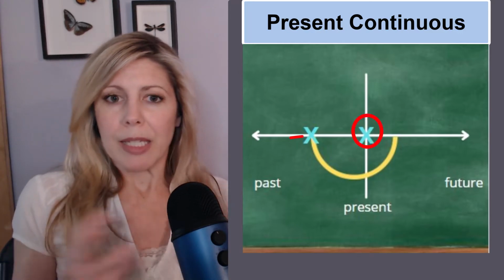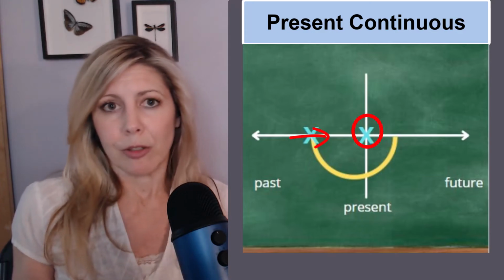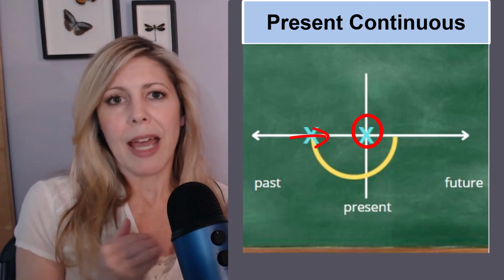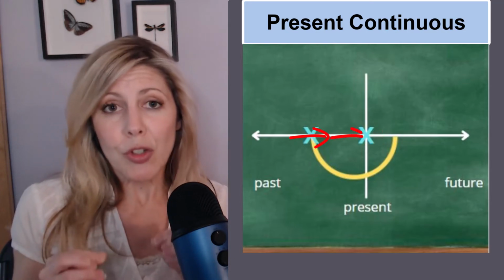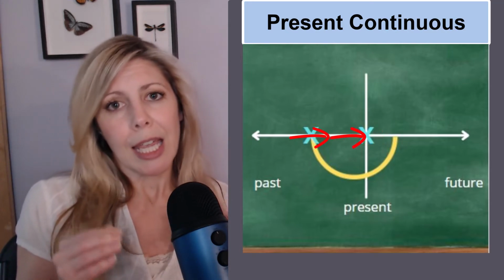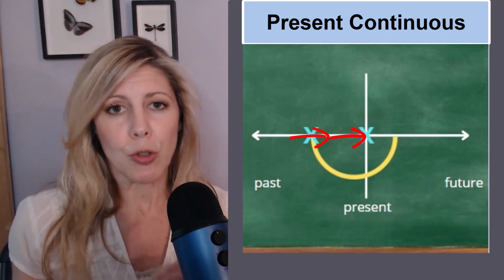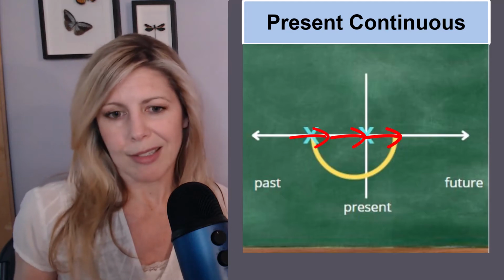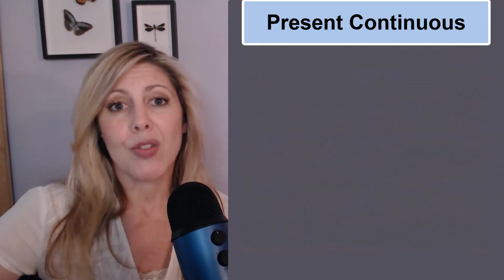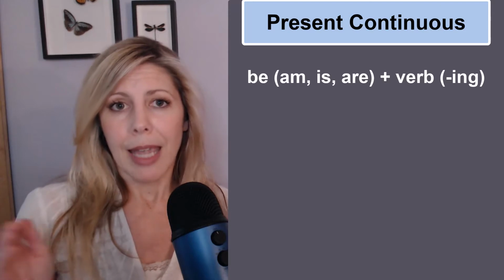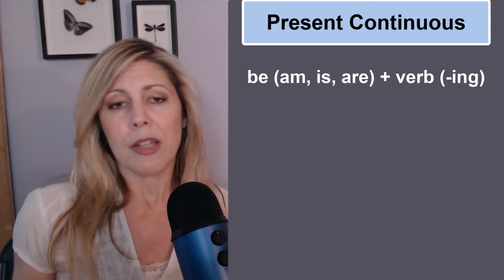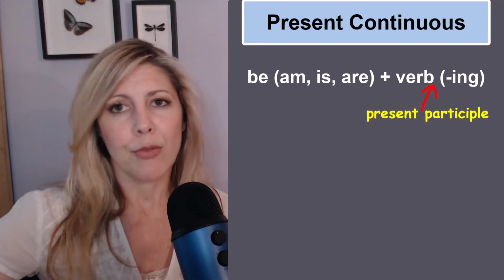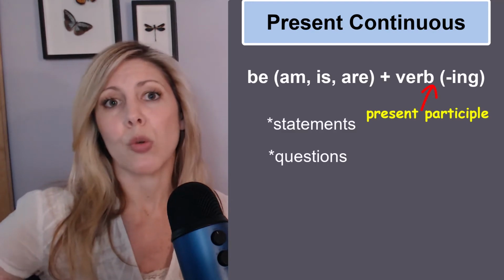So it began in the past. It could be a very, very recent past. Usually it is. Began in the past. It is continuing into the present as we're speaking, and it's probably going to continue into the future, but we usually expect it to stop at some point in the future. Now, its form is be, am, is, or are, plus verb ing, or the present participle. It can have the form of statements, questions, or a negative.